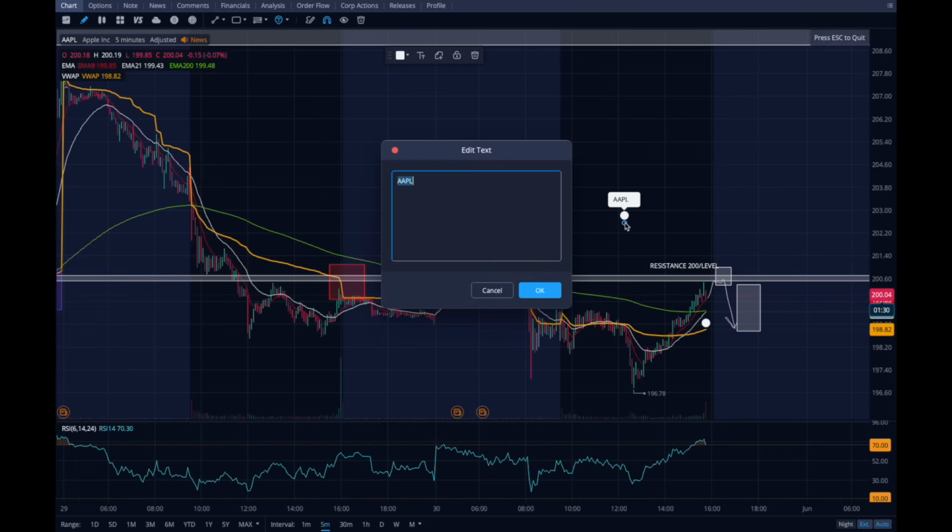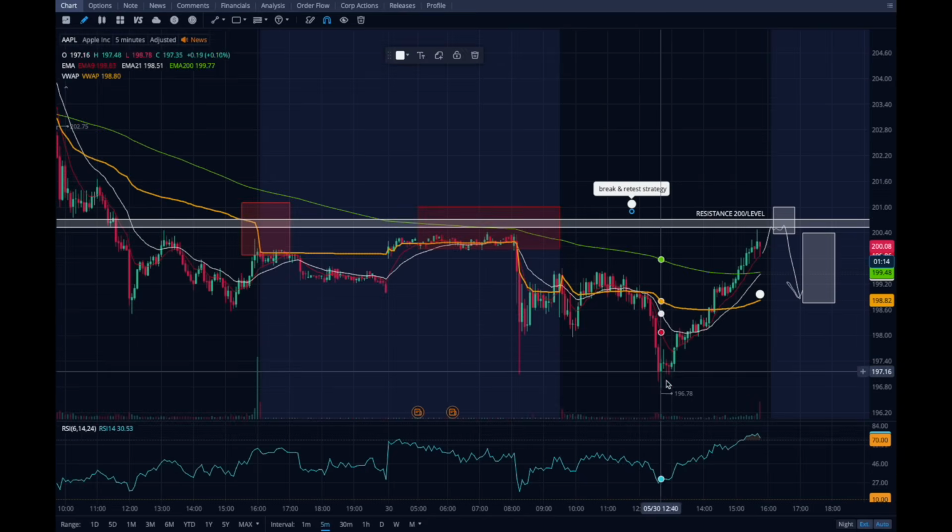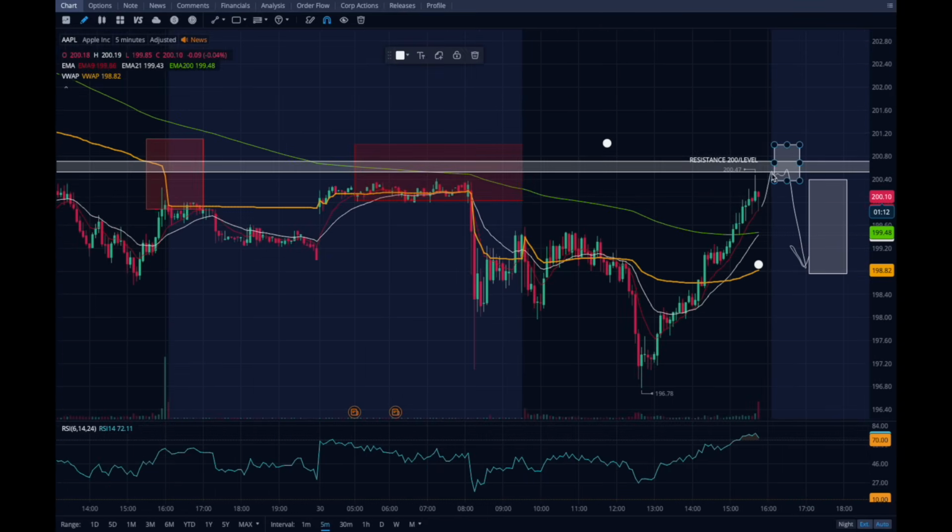And I think it's just the more you do it, the more you start to realize that these opportunities come all the time. All the time. Because you see it right here. Resistance, resistance, resistance. What's it going to do the next time it runs into it? It's most likely going to reject.